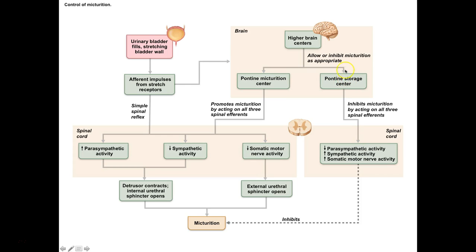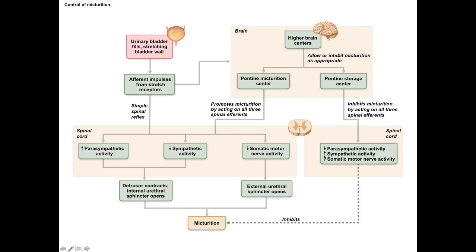So let's say we begin with the pontine storage center. We're going to inhibit micturition by acting on all three of our spinal efferents. So decreasing parasympathetic activity, increasing sympathetic activity, and increasing somatic motor nerve activity.